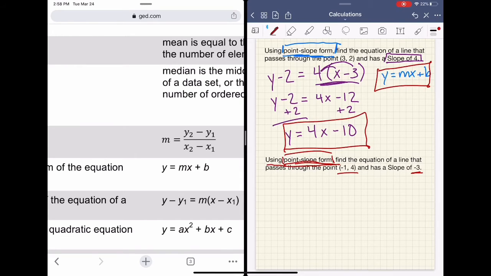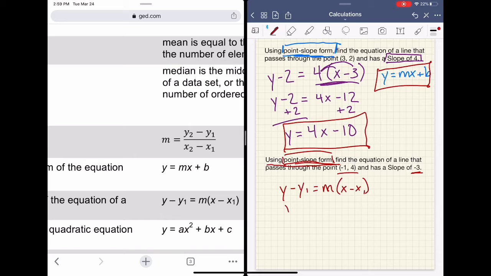But given a point and a slope, even if we weren't told to use point-slope form, the easiest way to graph this line would be to go ahead and put it into point-slope form. But we are told to use point-slope form, so let's go ahead and do that. Y minus y1 equals m times x minus x1.